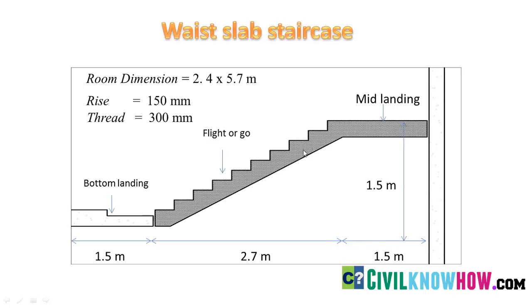And here we are going to assign the staircase in a room dimension of 2.4 by 5.7 meter. When we go for modeling, we are going to only model the waist slab in the case of the flight or a go, and the steps are going to be assigned as a dead load. You will get a better clarity about this as you go ahead with this tutorial.